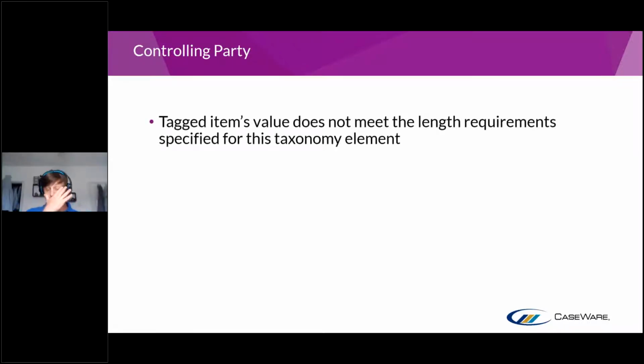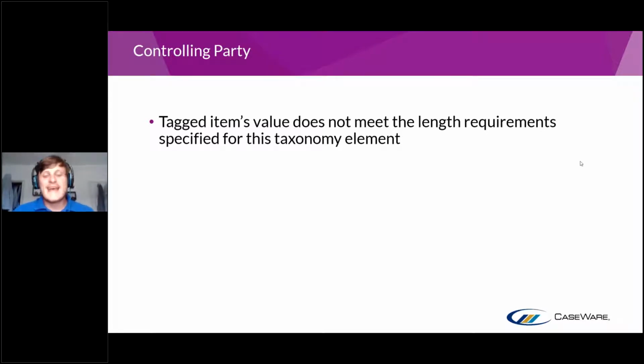Now, at this stage, we're just going to go through an example of the controlling party. Within the controlling parties note, a lot of the error messages that we've already seen can arise again, such as "item over a specific period", which is related to a date. But what we're going to focus on is one that generally only ever appears in the controlling party note, and that is that the tagged item's value does not meet the length requirement specified for this taxonomy element.